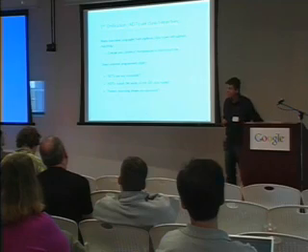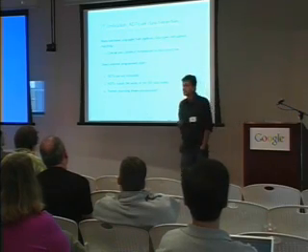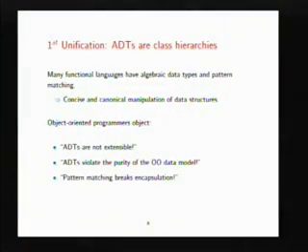So first, unification. ADTs, algebraic data types, are class hierarchies. That's actually the most controversial one. So if I talk to object-oriented programmers and I say, well, we add higher-order functions, we add parametric polymorphism, and we add pattern matching, they say, higher-order functions, sure, we have them in Smalltalk, well, sort of. And parametric polymorphism is also no problem. We have that in Eiffel. But pattern matching.